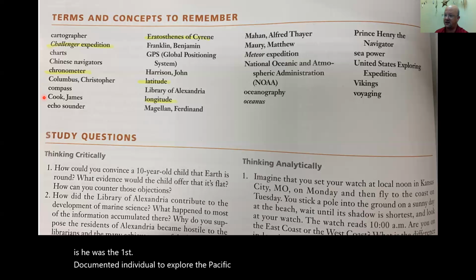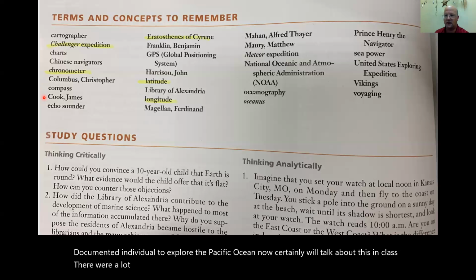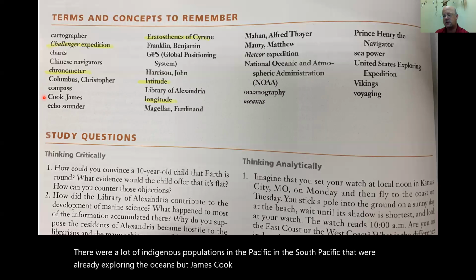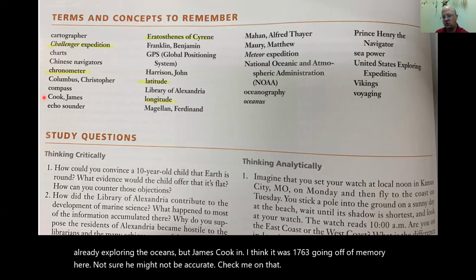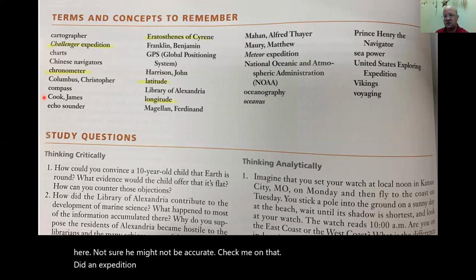Now, certainly we'll talk about this in class. There were a lot of indigenous populations in the Pacific and the South Pacific that were already exploring the oceans. But James Cook in, I think it was 1763, going off of memory here, it might not be accurate, check me on that, did an expedition to Tahiti, which is a small island in the South Pacific.